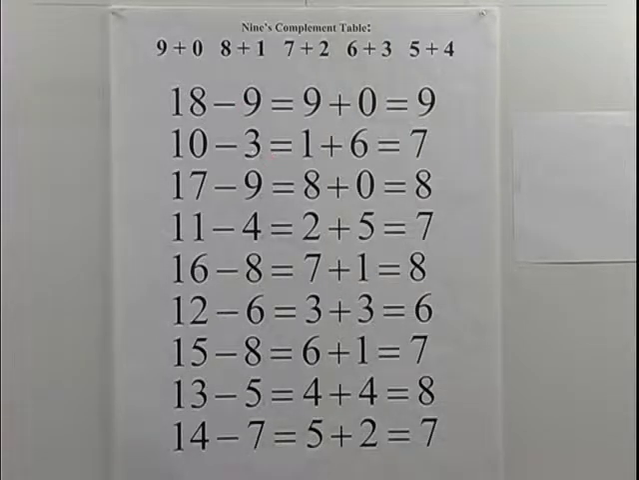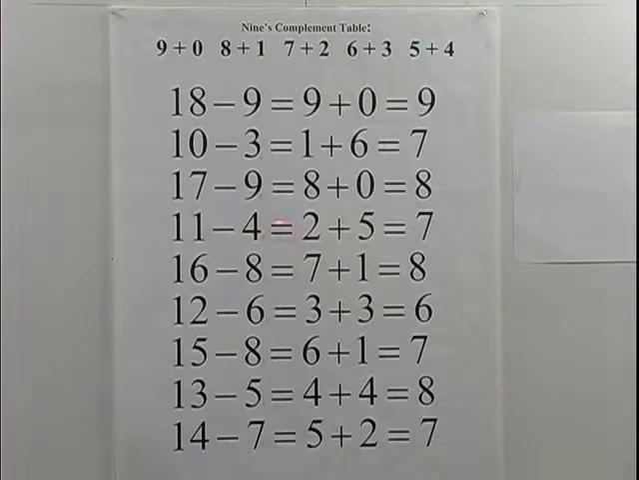10 minus 3. 1 and 0 is 1. 9's complement of 3 is 6. 1 and 6 is 7. 10 minus 3 equals 7. That is correct. 17 minus 9. 1 and 7 is 8. 9's complement of 9 is 0. 8 plus 0 is 8. 17 minus 9 equals 8. That is correct.